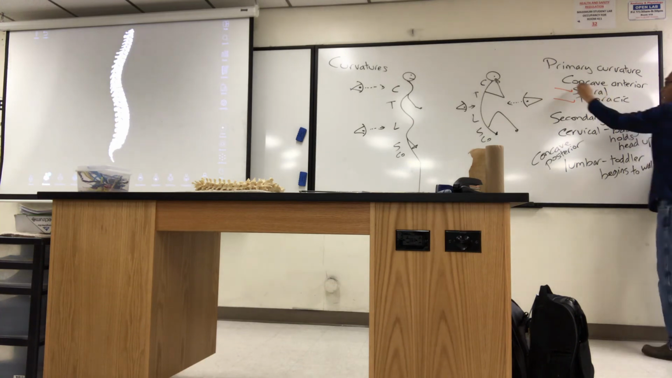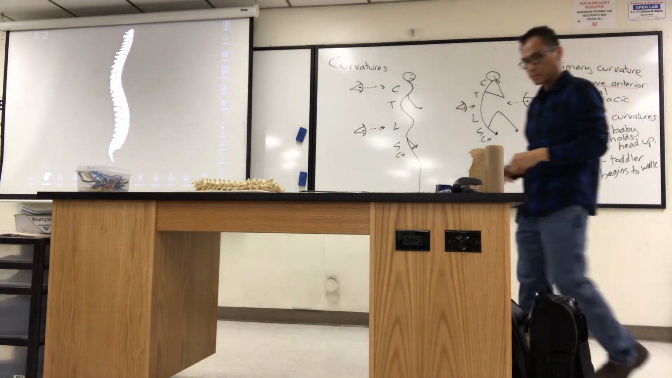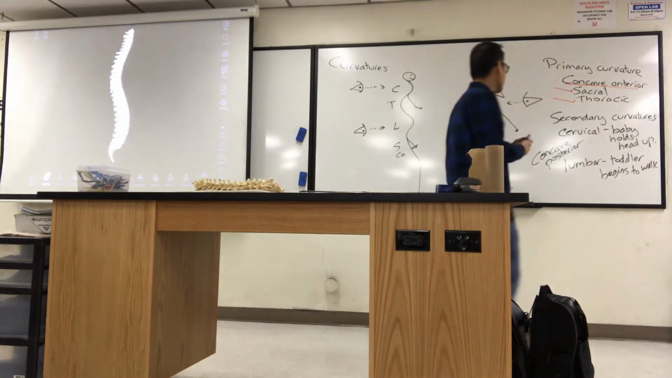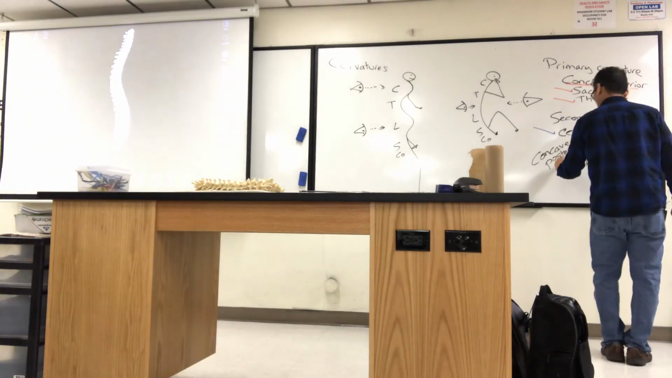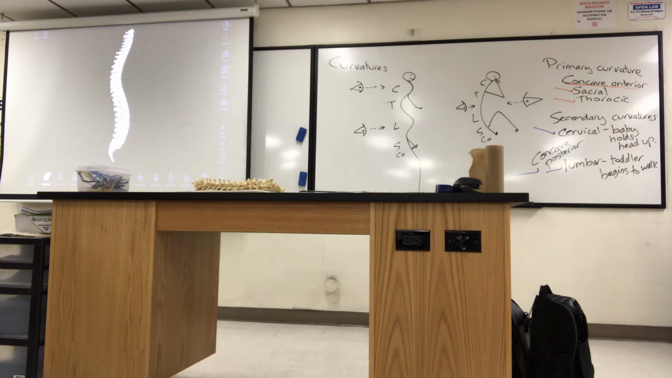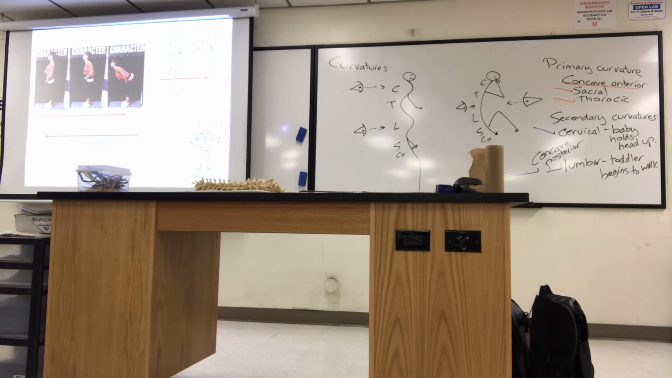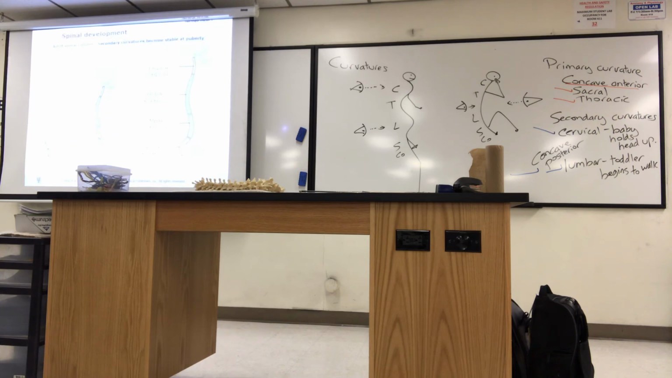And they have a concave anterior, that's how you describe the curvature, okay? And then the secondary curvatures are the cervical and lumbar regions, and they have a concave posterior orientation. That's how we describe the normal curvatures of the spine. So let me go back here, the PowerPoint show. The next slide is just what I noted earlier, how you can flex the spine, extend the spine, rotate the spine. And this is showing you the normal spinal development.